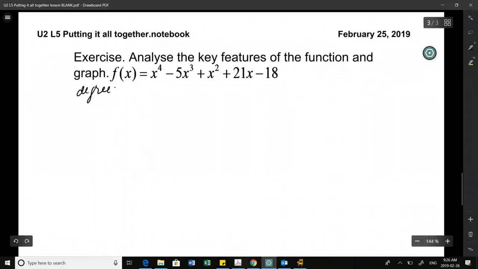degree, which is even. Did you say it was even because? The highest exponent on an x is an even exponent. It's 4. This is degree 4. Okay, so tell me what we know about end behavior here.